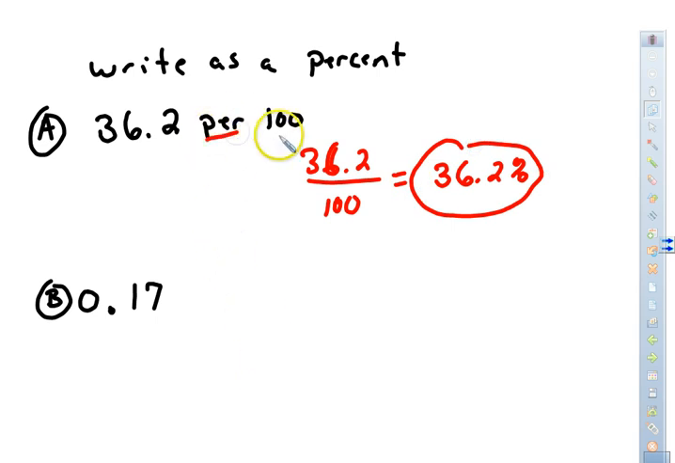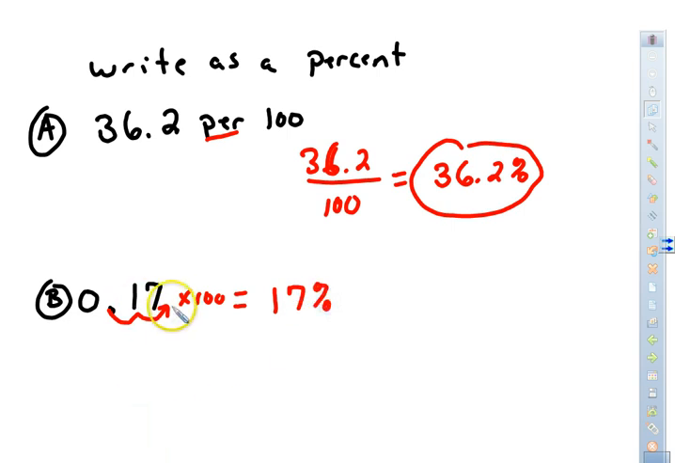Since it's per 100, it's already out of 100. Therefore, that numerator is a percent, even if it has a decimal point in it. This is the ratio. This one, since we are trying to write it as a percent, again, we're adding a percent to it, so you're multiplying by 100, moving the decimal 2 times to the right. Therefore, it is equivalent to 17%.